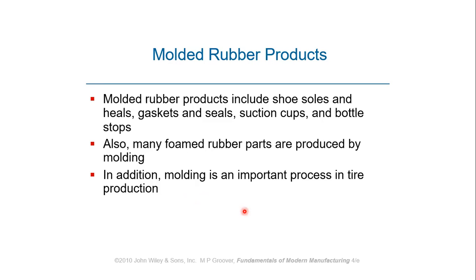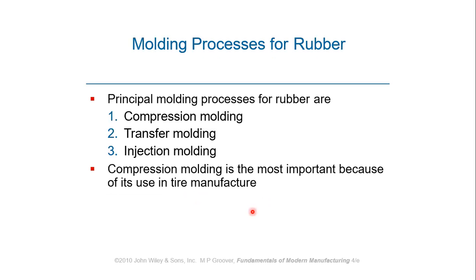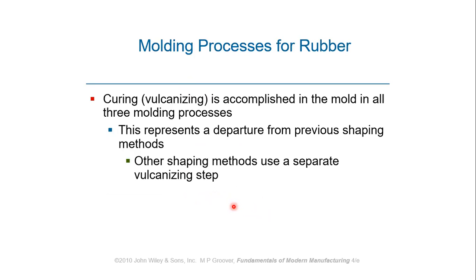And in the case of tire production, you also need this kind of molding, because you need to produce various rubber parts separately, and then you have to combine them together. And molding can be compression, transfer, or injection molding, similar to the plastic molding processes. So we're not going into detail of that.